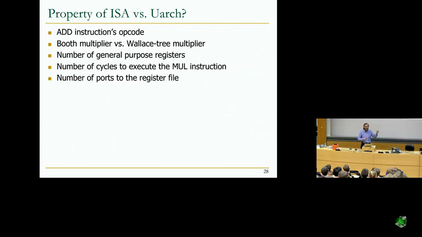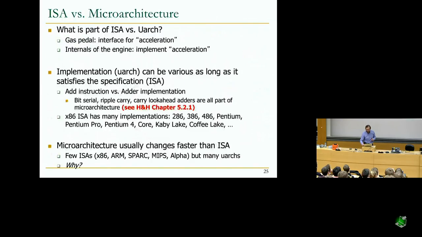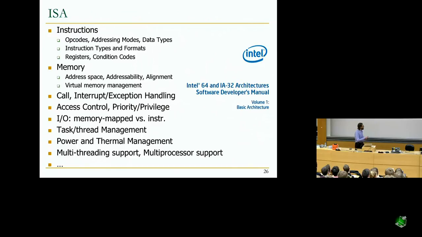Now, number of operands to an instruction, that's a completely different thing, and that's part of the ISA, right? Whether or not the machine employs pipelined instruction execution. ISA? Microarchitecture? Okay, I think most of you got the hang of this. Now again, anything can be exposed to the programmer. In the end, the definition is, what did the ISA designer decide to expose the programmer to?